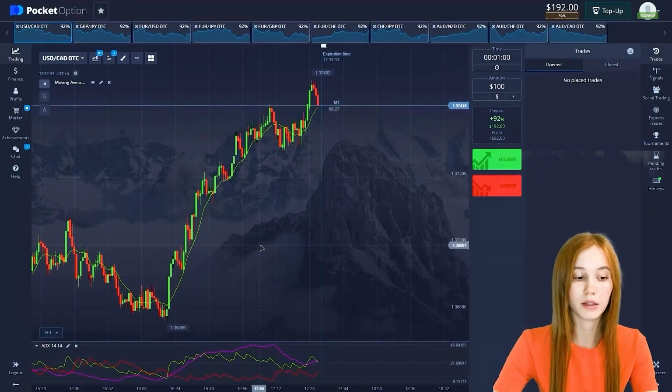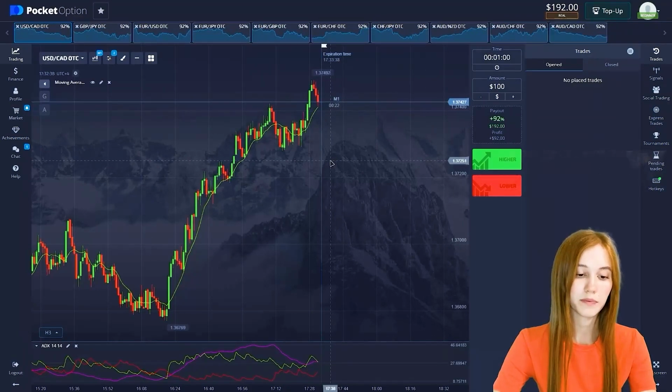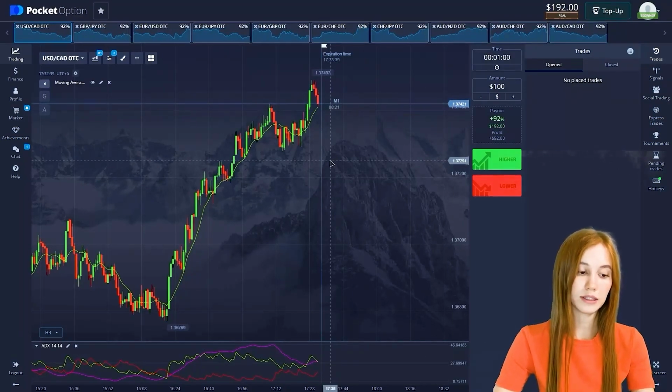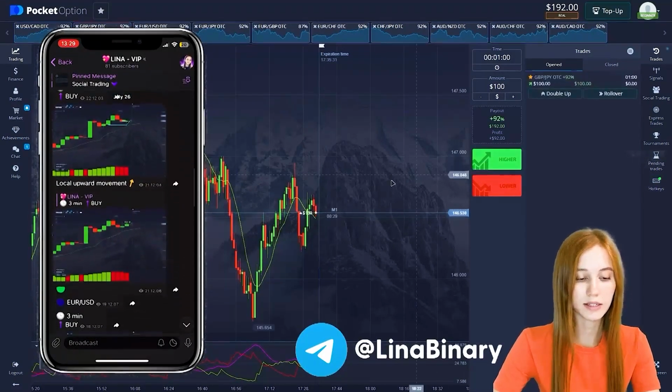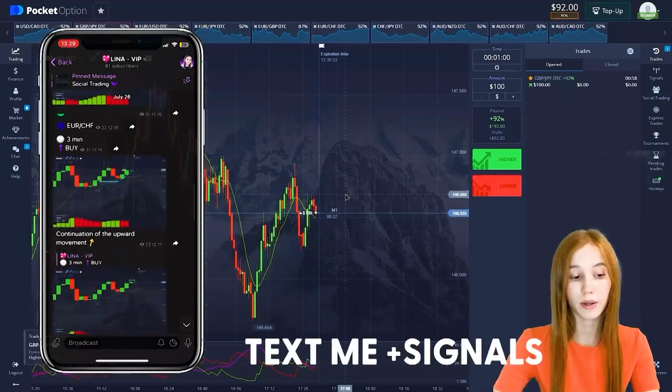Unfortunately, it took me a long time to explain, but we see that the balance has become greater. It's currently 192. And next currency pair, let's open for an increase right away.